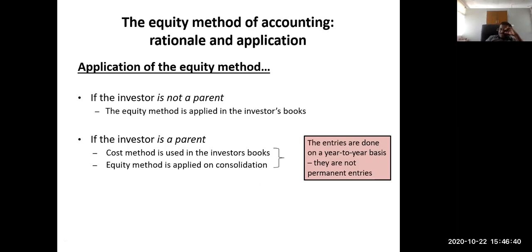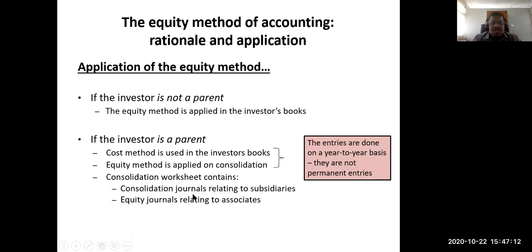If the investor is not a parent, that means no subsidiaries, no consolidations. You prepare the equity method in the books of the investor. But when you prepare the consolidated financial statements, the investor is the parent, then in the individual investor's books you prepare the cost method, and the equity method is applied on consolidation.